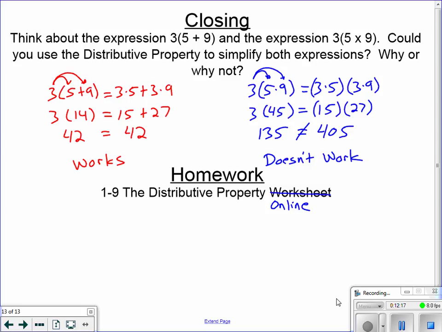However, if we try to take 3 times the product of 5 times 9, we get one answer on the left side, 135, and on the right side, we get 405. They're not equal, so it doesn't work. When it's all multiplication, trying to use the distributive property does not work.